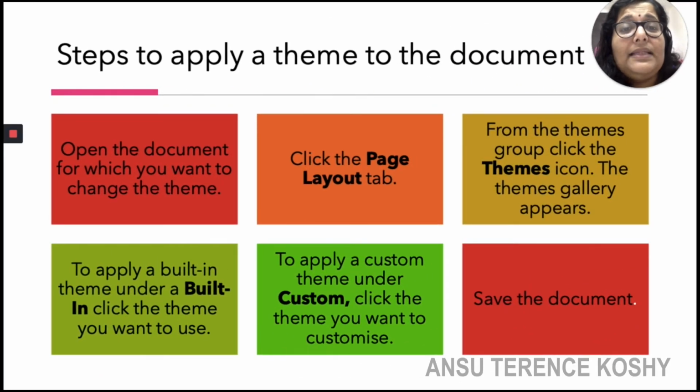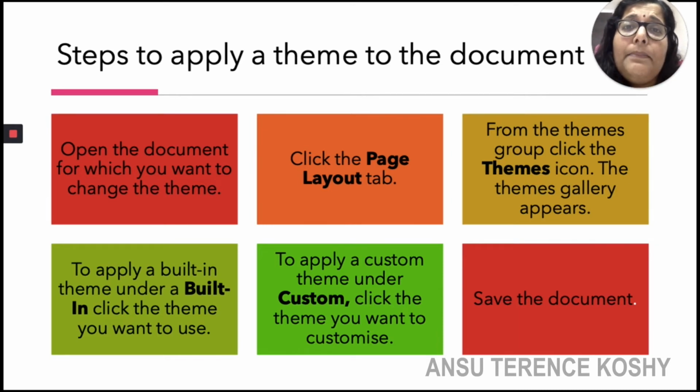Steps to apply a theme to the document. What are the different steps needed to apply a particular theme to your document? The first thing is you need to open the document for which you want to change the theme. Theme means the overall appearance of the document. So whichever document, maybe it is a book, maybe a paragraph of something that you have written, anything can be taken. You have to open that page where the content is.